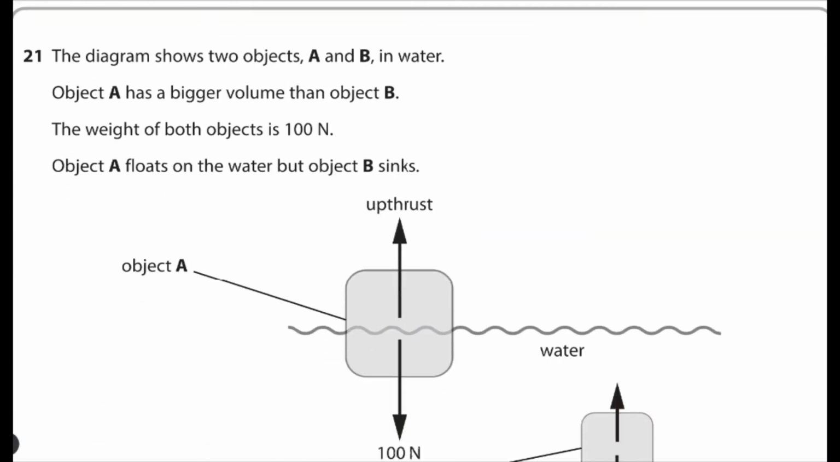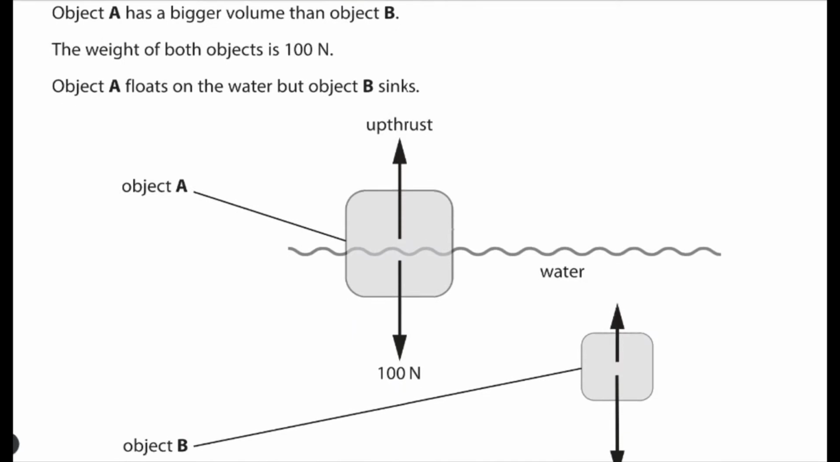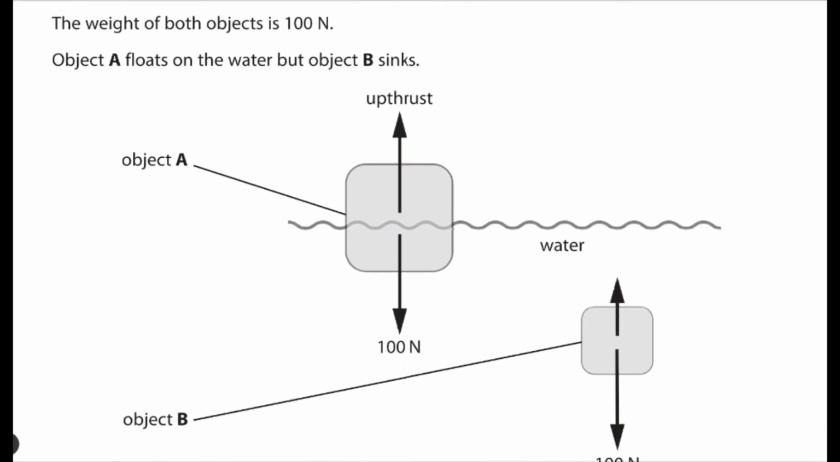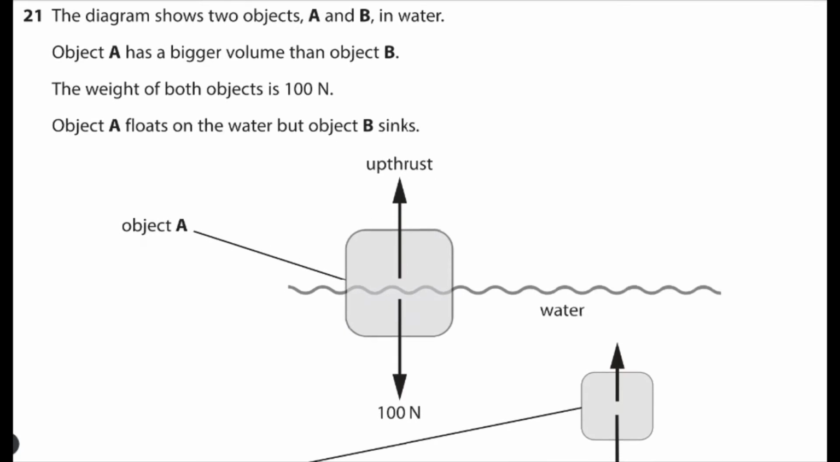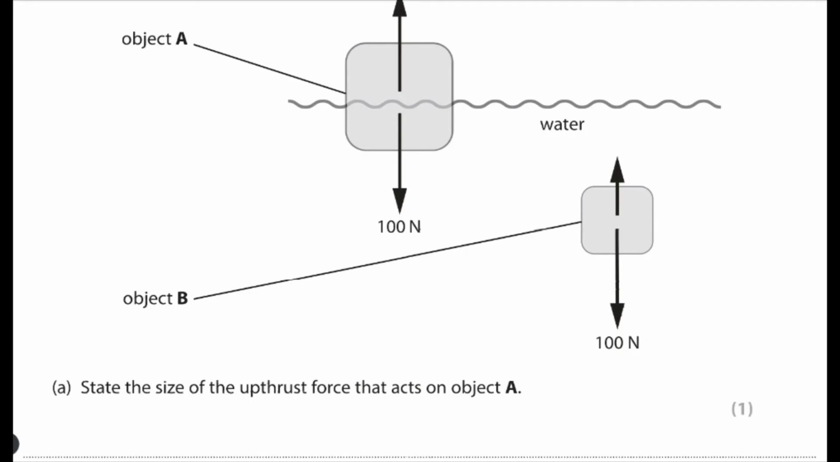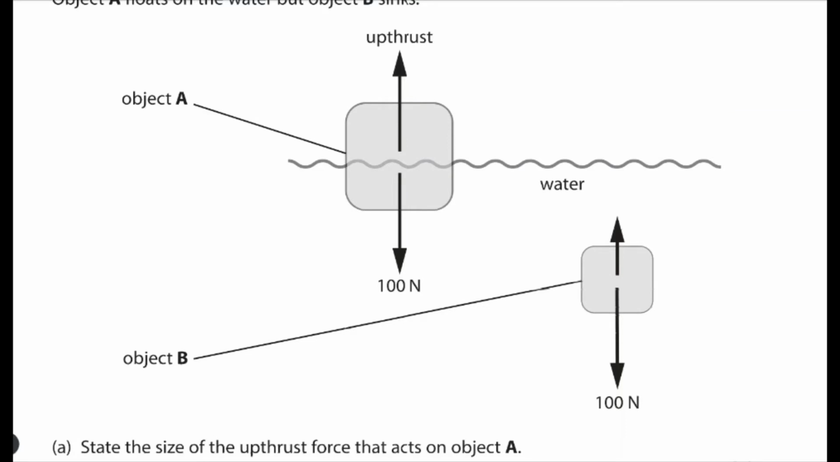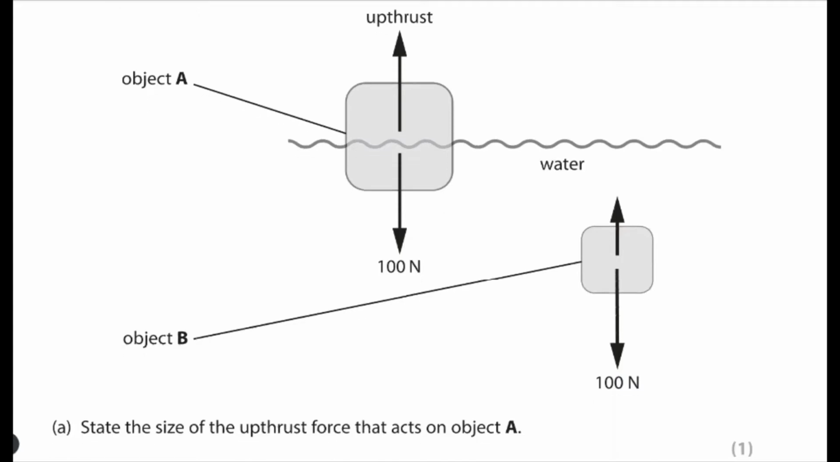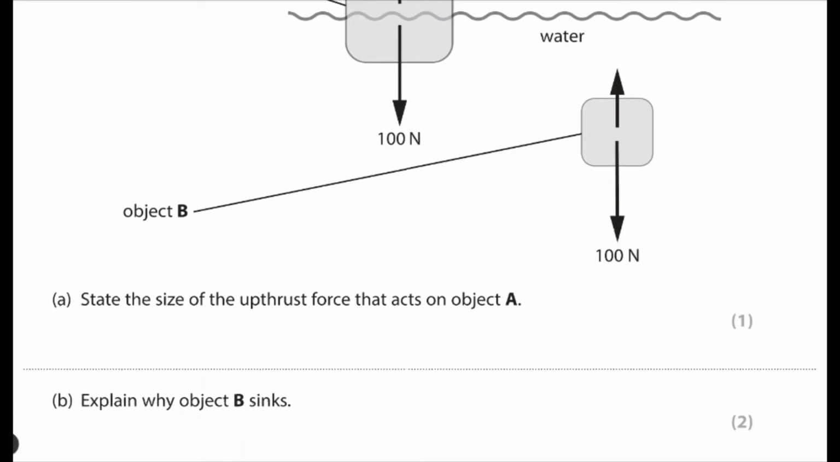Next question, 21. The diagram shows two objects A and B in water. Object A has a bigger volume than object B. The weight of both objects is 100 newtons. Object A floats on the water, but object B sinks. You can see that the size is a little bit different between these two. State the size of the upthrust force that acts on object A. You can see object A is floating and the arrow of this upthrust is similar to the weight. So we can note down it is also 100 newtons.